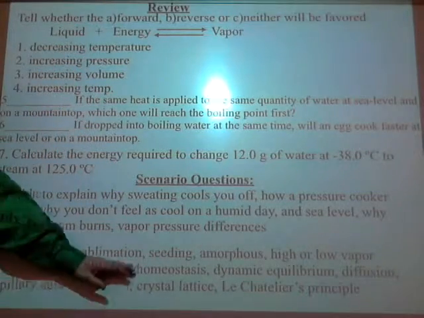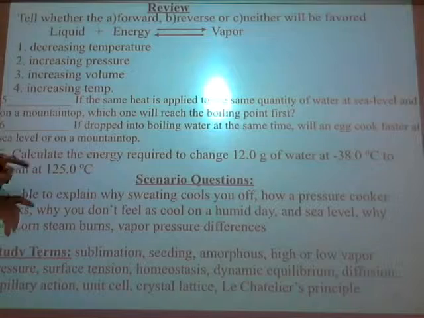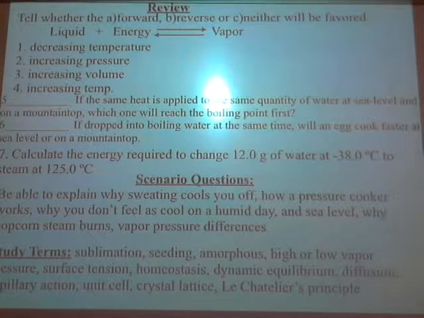You need to study these terms. If you haven't written them down, they're going to be on the test. You can watch the video and see them again later on tonight.